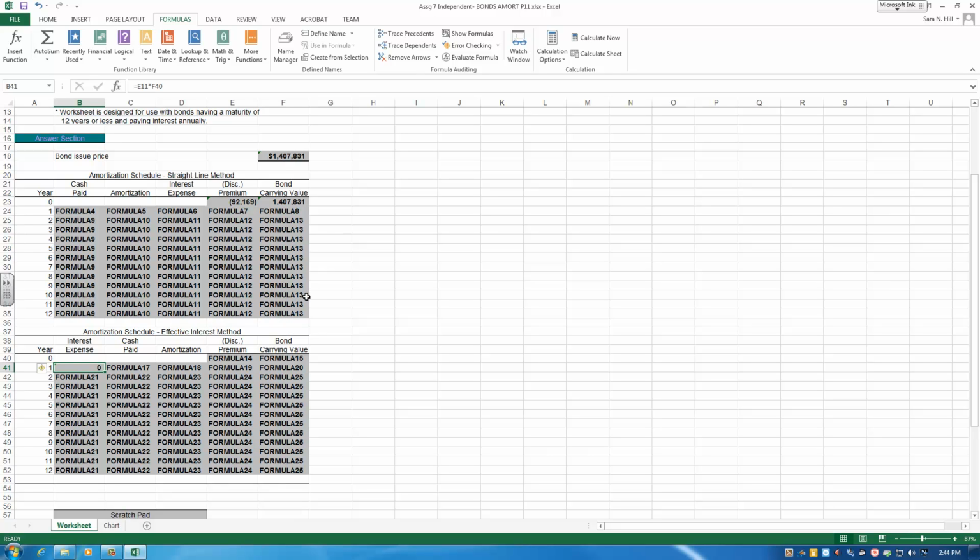And at year 10, whether you are using the straight line method or the effective interest method, both should have a bond carrying value of the 1.5 million, which is due to be paid out to you. So there's a hint: if you're not getting 1.5 million at the end of 10 years, then you've got something wrong in your formula.